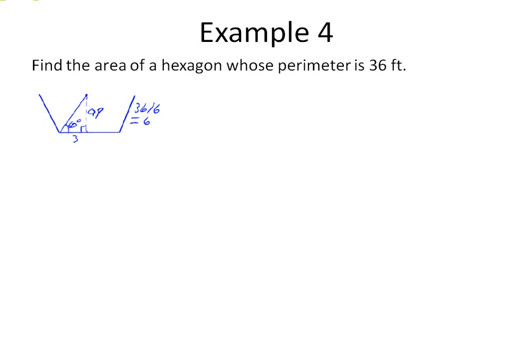So this time we can use the tangent to find the apothem, because we have the adjacent leg and we're looking for the opposite leg. So the tangent of 60 is equal to the opposite leg, which is the apothem, divided by 3. Cross multiply gives us 3 times the tangent of 60 is equal to the length of the apothem. So that gives us 5.20 is approximately the length of the apothem.